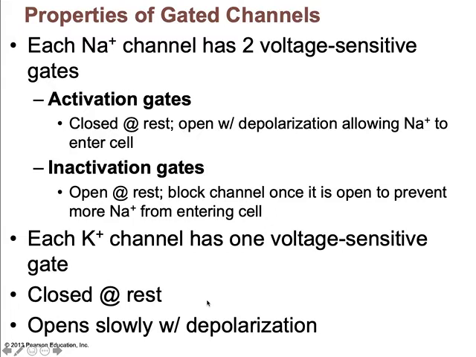while the inactivation gate is open at rest and blocks the channel once it is open to prevent more sodium from entering the cell. Okay? So if either one of these doors are closed, no flow will happen. It's like having a door in your house that has an inside screen door or an outside screen door and a main door, right? If either door is closed, you can't get into the house. The potassium channel has one voltage sensitive gate that's closed at rest and only opens with depolarization.